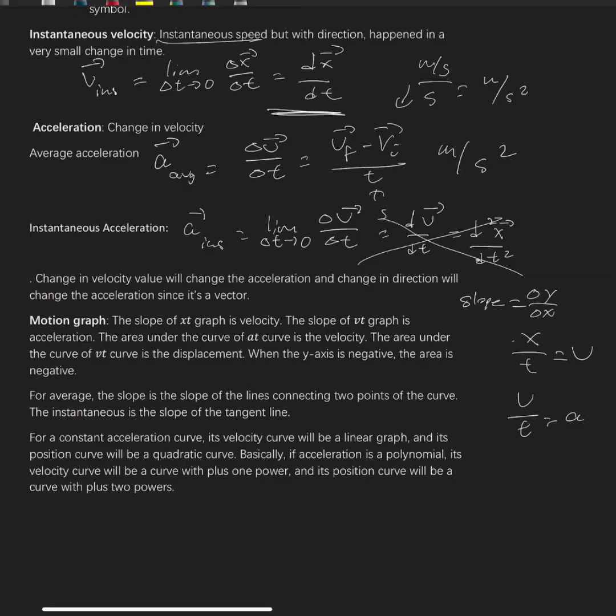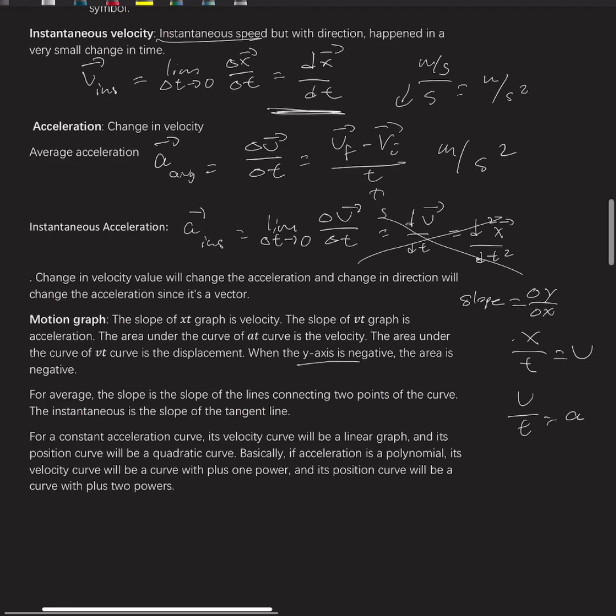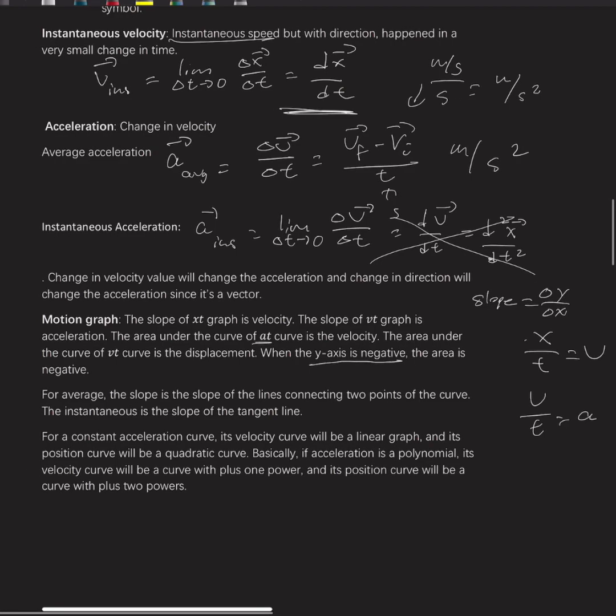So the unit for velocity is meter per second. You're multiplying by second, which is meter. That is the displacement. And when you are solving for the area, when the y-axis is negative, the area is negative. And the area of the at curve is the velocity. The meter per second squared times second is equal to meter per second. That is velocity.